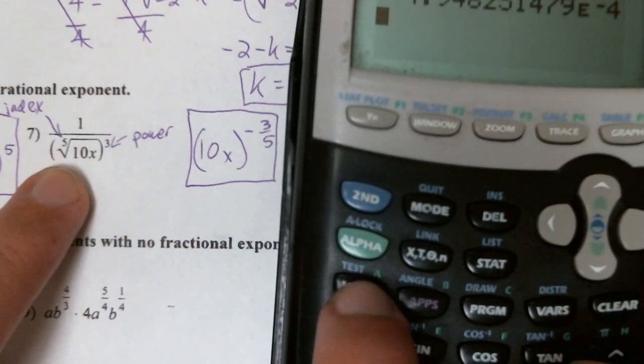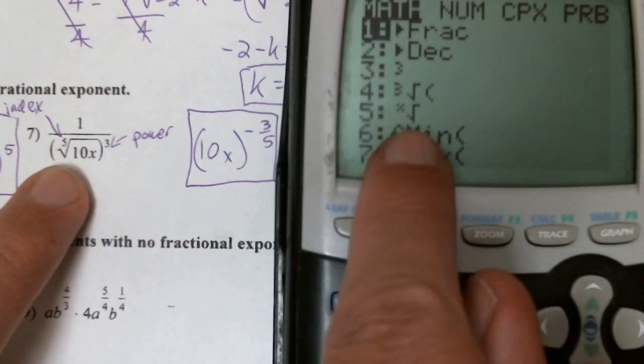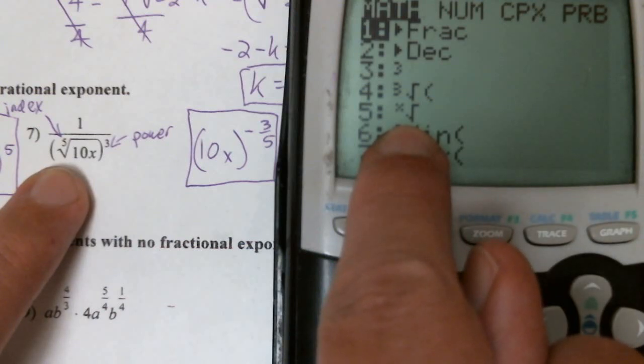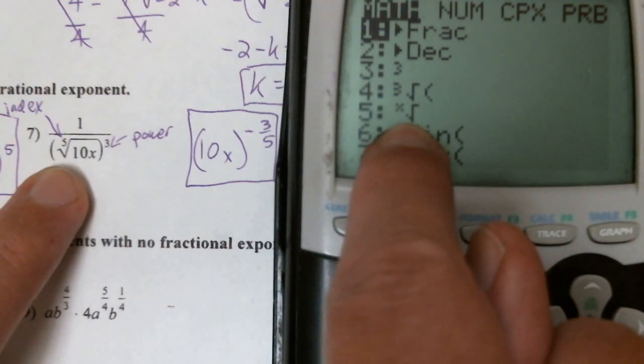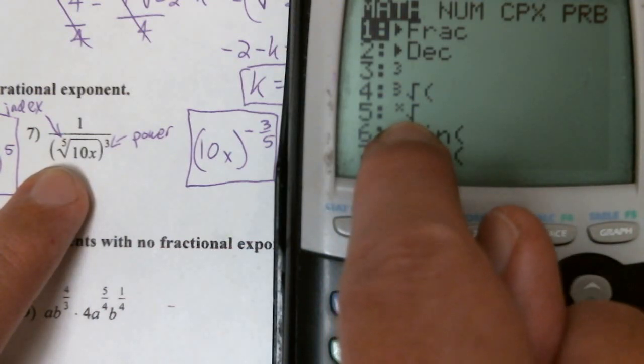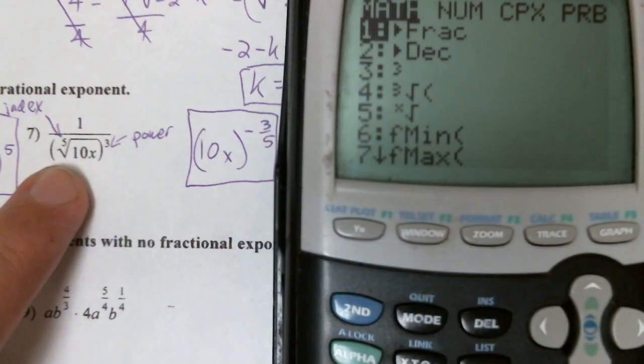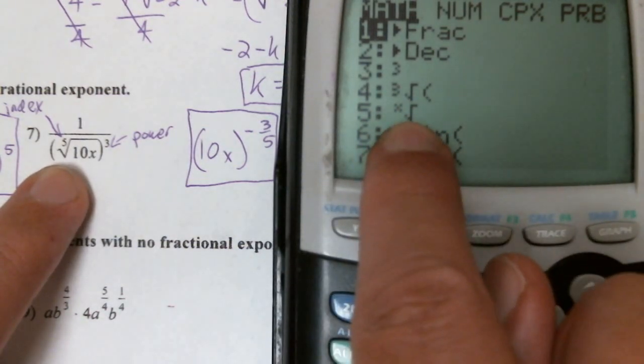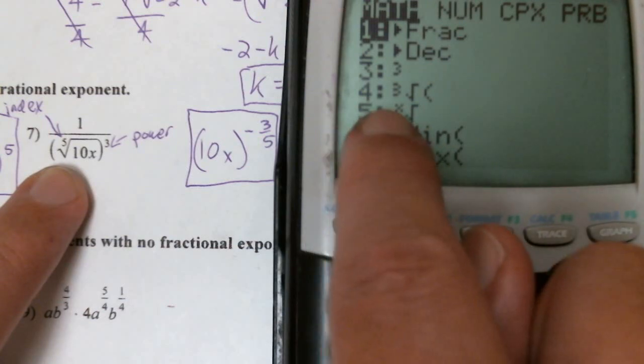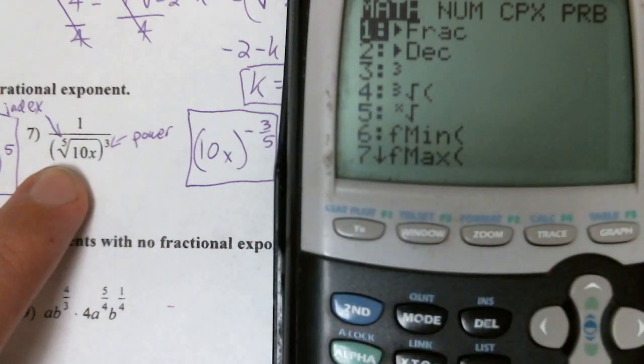Well, on your calculator, if you press math, notice that you have the x root, or a lot of times we call it the nth root, the 5th root, the 12th root, the millionth root. Okay, so if you want to take the 5th root, you're going to have to type in 5 and then press math and then click this option.